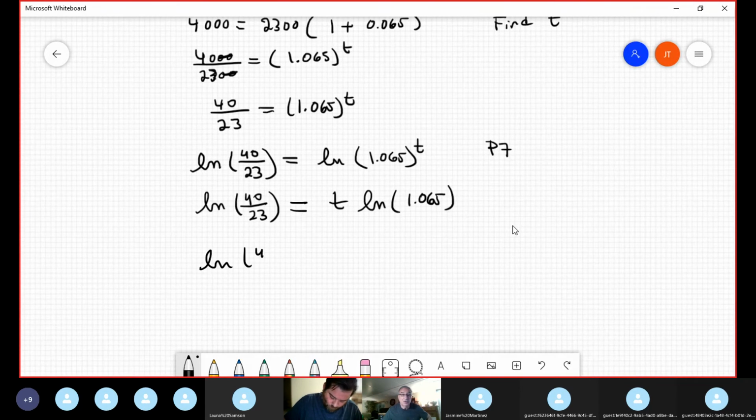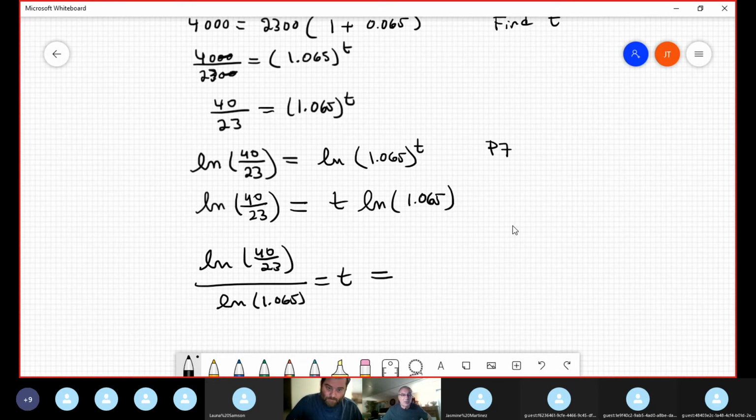Logarithm of 40 over 23 inside the parenthesis divided by ln. I'm using ln, I don't know why. You can use ln or log, either way. 1.065. This is the time.